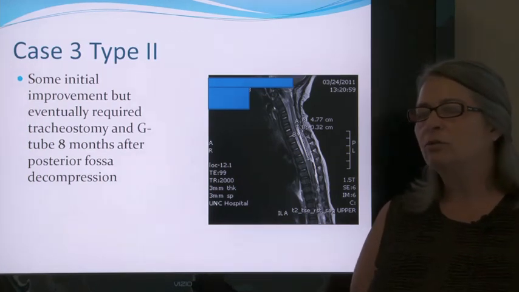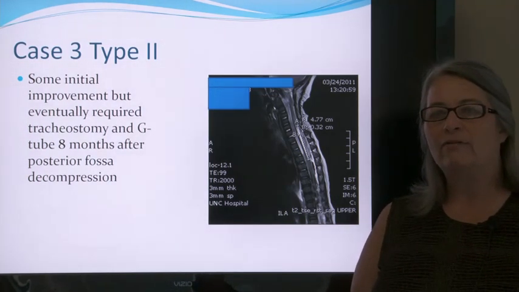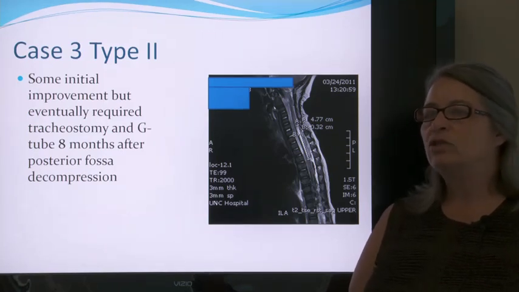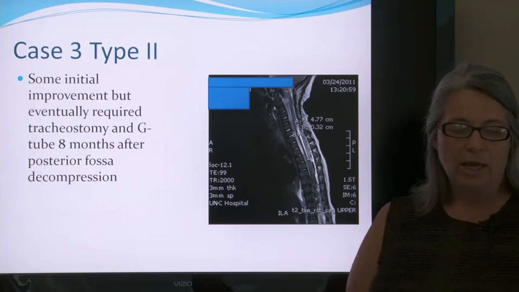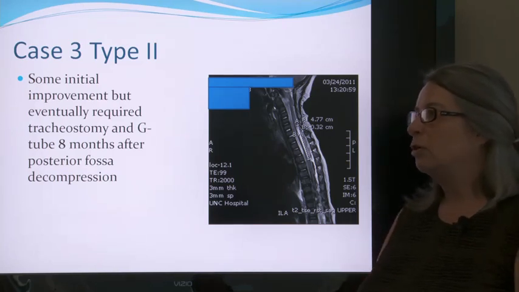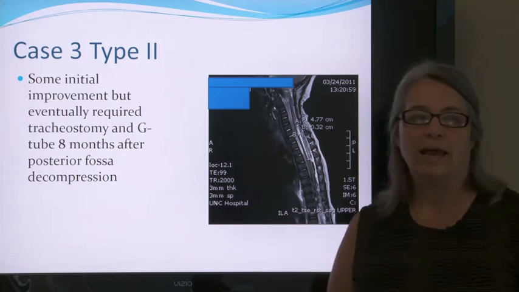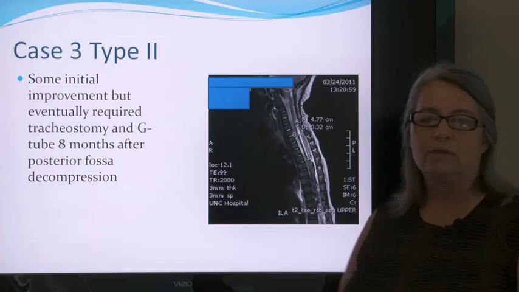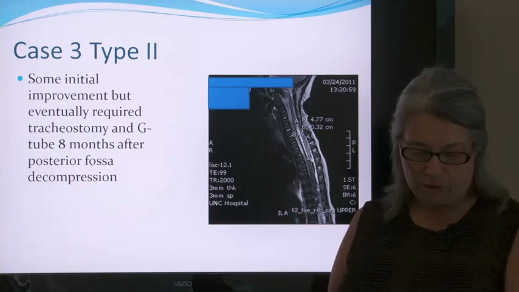Now, because the children with spina bifida also have cranial nerve development abnormalities, she did go on to require a tracheostomy and a G-tube, and that does occur in these patients that have this spina bifida with this very extreme type of Chiari 2 malformation.